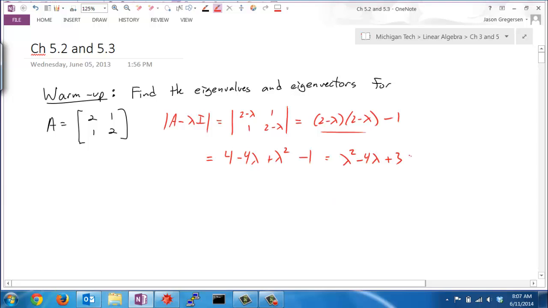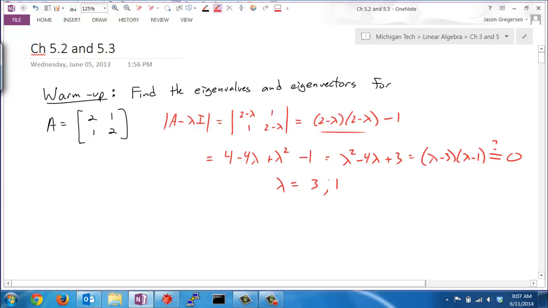I'm going to try to factor it. When I factor it, looks like I can get lambda minus 3 and lambda minus 1. That's my characteristic equation, and the question is, when is that thing equal to 0? When is our determinant equal to 0? In this case, I can see it's when lambda equals 3 or lambda equals 1.